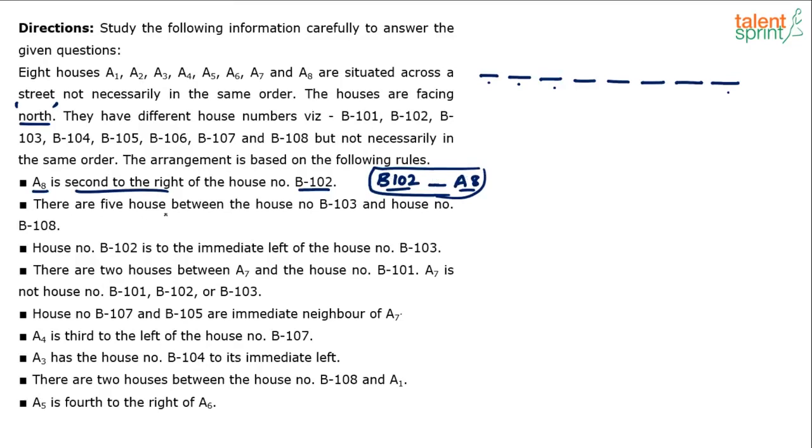Next point, there are 5 houses between the house number B103 and house number B108. There are 5 houses between 103 and 108. Means what? Let's say if this is B103, there will be 5 houses in between, right? So 1, 2, 3, 4, 5 and this is going to be B108.